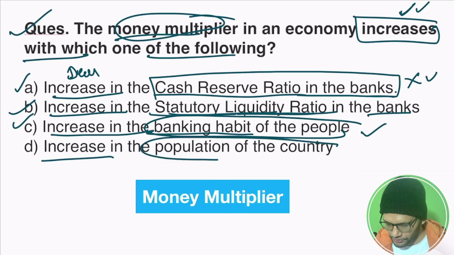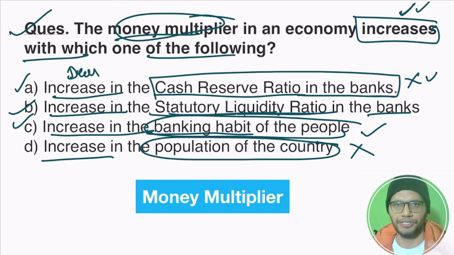Increase in the population of the country. This statement is absolutely weird, because increase in the population doesn't mean that people are going to do more banking activity. Even if there is a smaller population, more people can go to the bank, and if there is a huge population, fewer and fewer people can go to the bank. It all depends upon the income of the people. The infrastructure is also there, awareness and other factors also. So from this whole discussion, now we know the answer is C.